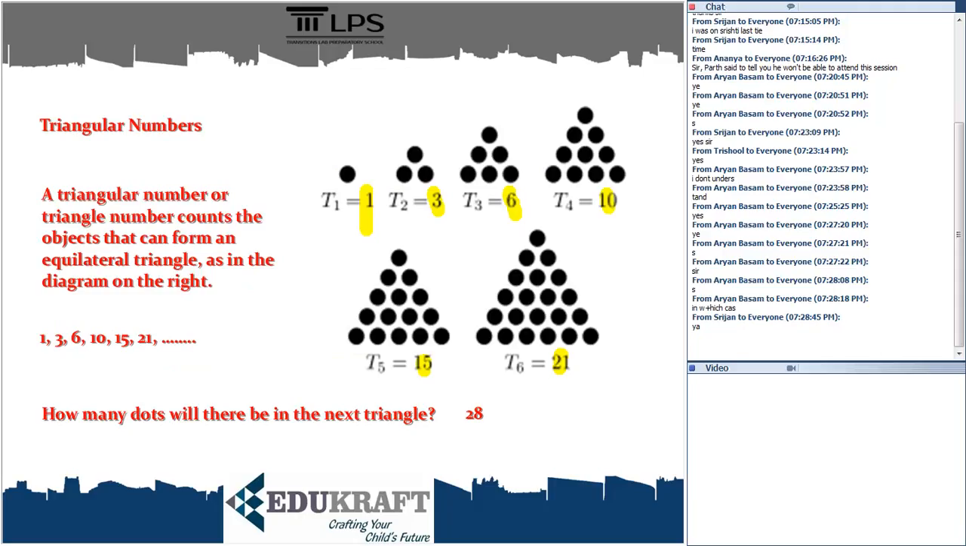There is a small question there, answered already. How many dots will there be in the next triangle? In the next triangle there are going to be 28 such dots which will form an equilateral triangle. So this number sequence that you see here, which is 1, 3, 6, 10, 15, 21, and then even 28 and so on and so forth, is what is called the triangular number sequence.